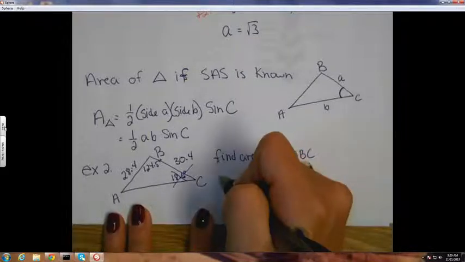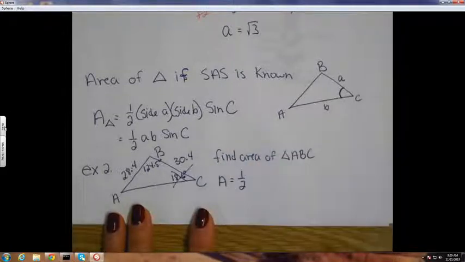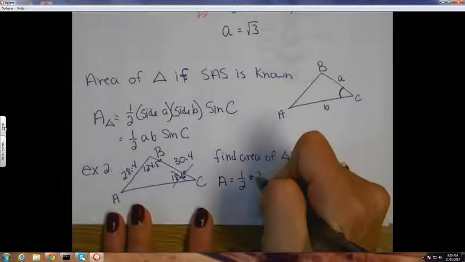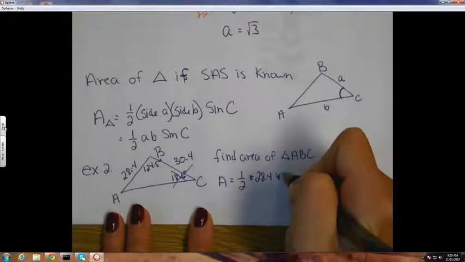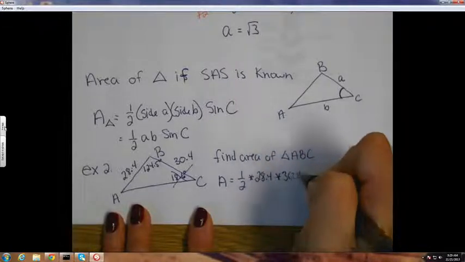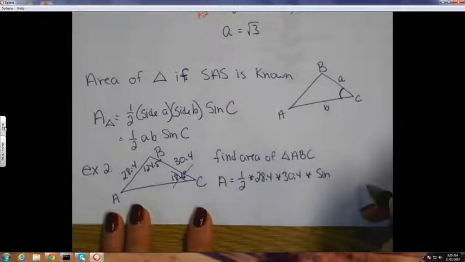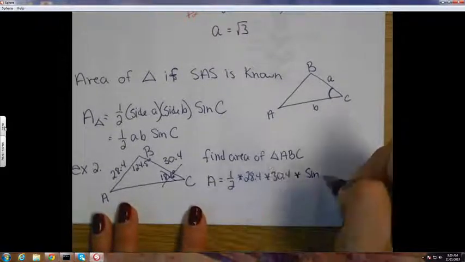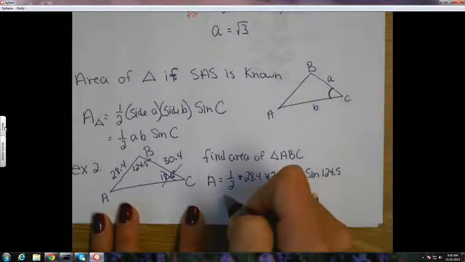So the area is equal to, it's just simple plug and chug, 1/2 times the two sides. It doesn't matter what order they come in. 28.4 times 30.4 times the sine of the angle. The sine of the angle is 124.5. Simple plug and chug.